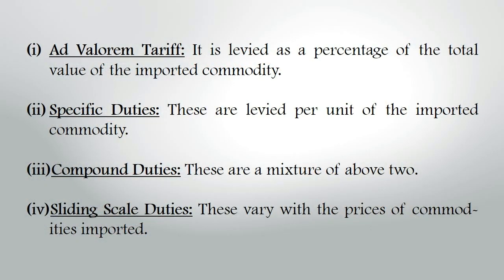1. Ad valorem tariff. It is levied as a percentage of the total value of the imported commodity. 2. Specific duties. These are levied per unit of the imported commodity. 3. Compound duties. These are a mixture of the above 2. 4. Sliding scale duties. These vary with the prices of commodities imported.